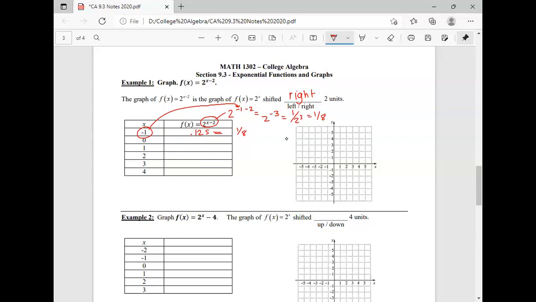Okay. When we plug in 0, we're going to get 0.25. We know that that's 1/4. We could work it the same way that we did those. We plug in 1, we're getting 0.5, which you know is 1/2. Plug in 2, we're at 1. We plug in 3, we're at 2. We plug in 4, we're at 4. So we can plot these points.